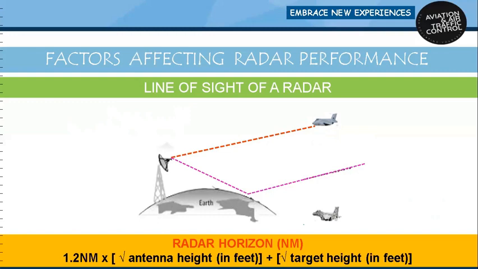The distance to the horizon for a radar system measured in nautical mile is referred to as radar horizon. The radar horizon is a function of radar antenna height. A target that is beyond the radar horizon cannot be detected unless it is high enough to be above the horizon or unless certain atmospheric conditions exist. Mathematically, radar horizon in nautical mile is given as 1.2 nautical mile multiplied by root of antenna height in feet plus square root of target height in feet.